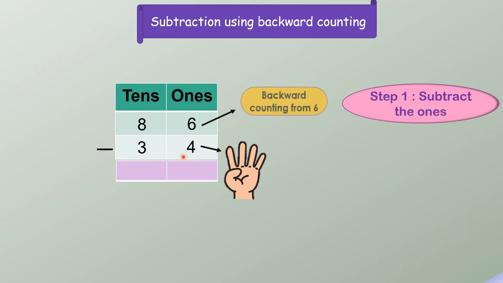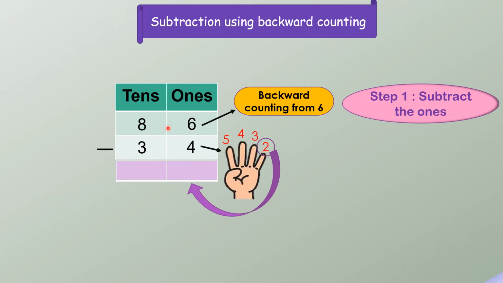The above number is 6. We have to go backward from 6. So before 6 we have 5, 4, 3, 2. This 2, where we have ended over here, will come under the ones column. Now we have done the ones column.